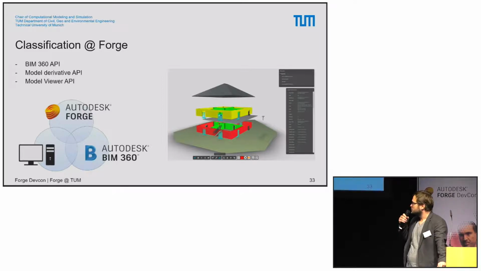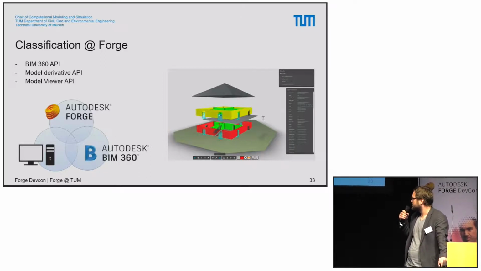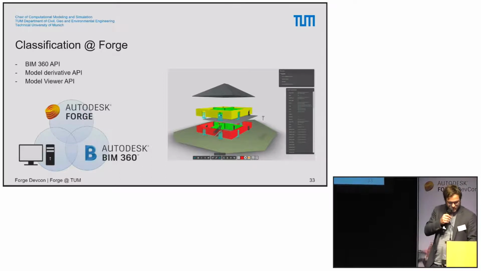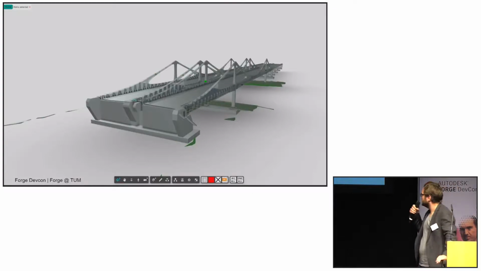that determine what type of building element is represented by a certain object in a model. And to actually integrate this into a Forge app, we created, using the BIM 360 API, the Model Derivative API, and the Model Viewer API, an app where a user can access any model stored in a BIM 360 account that he logs into, and then, of course, the model can be viewed first of all.